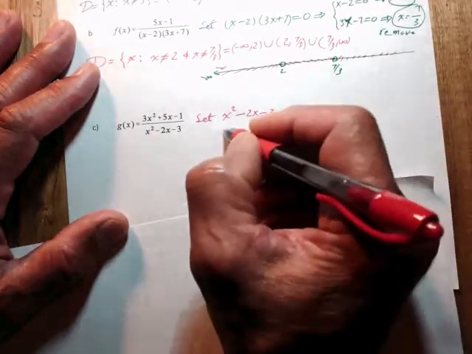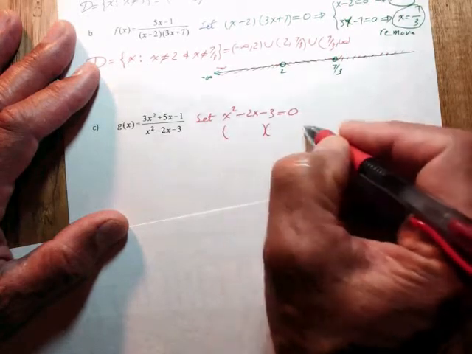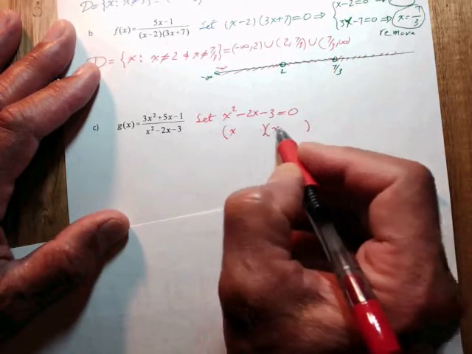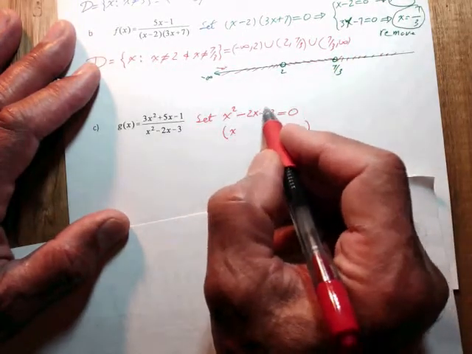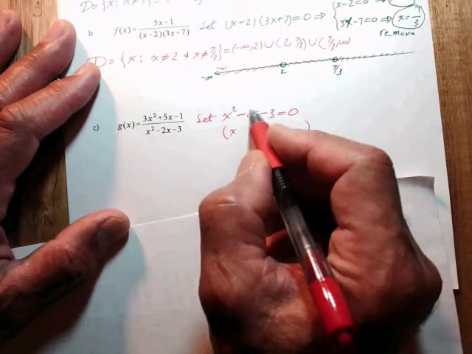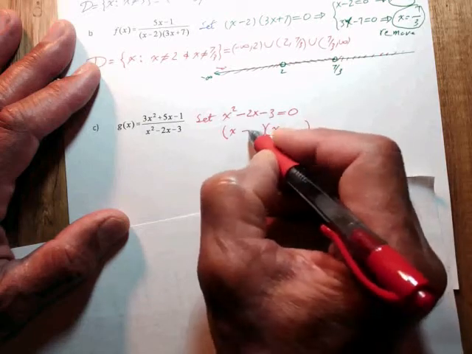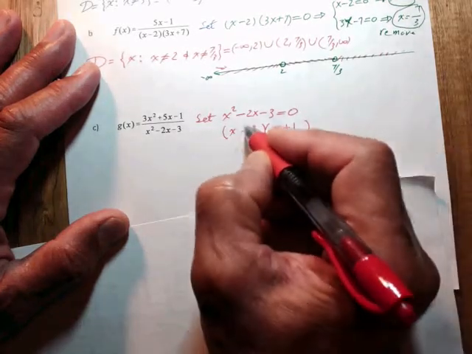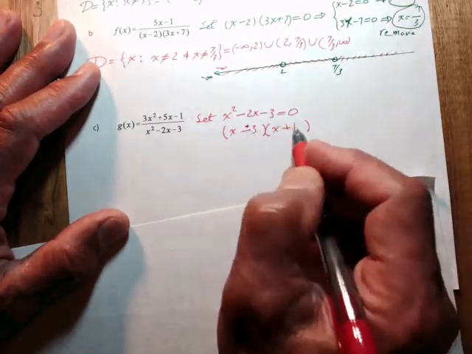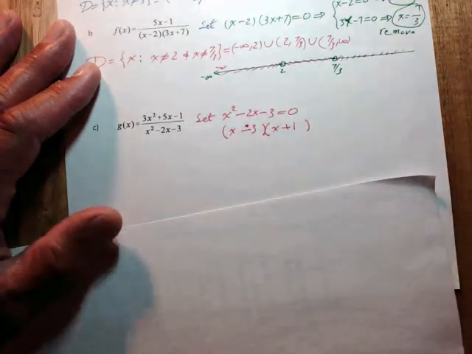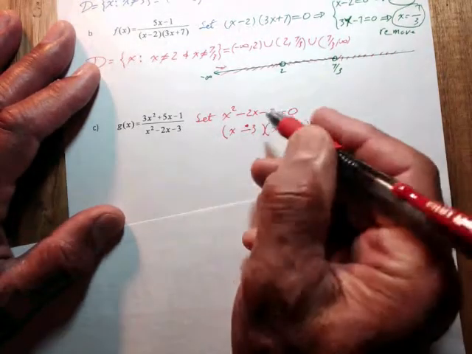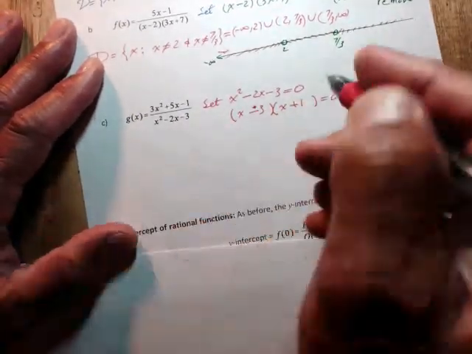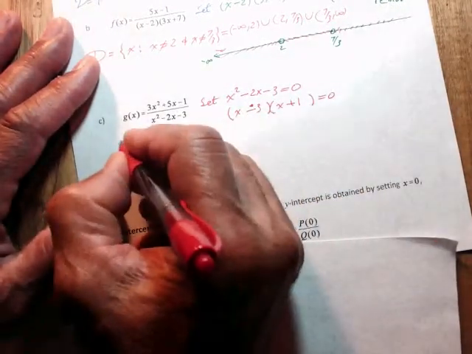I can factor this as two parentheses like this. I have x here and x there, and I'm looking for two numbers that if I multiply, I get negative 3. If you add them up, you get negative 2, and those are plus 3, minus 3, and plus 1. See, if you add negative 3 and 1, you get negative 2. If you multiply them, you get negative 3. Equal to 0. So I put each factor equal to 0.